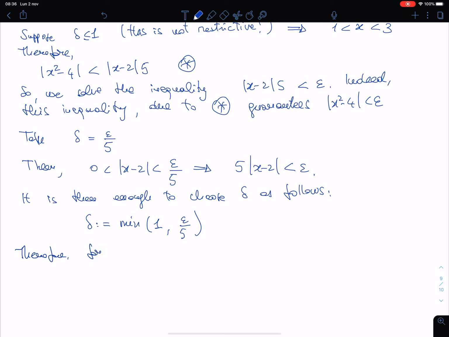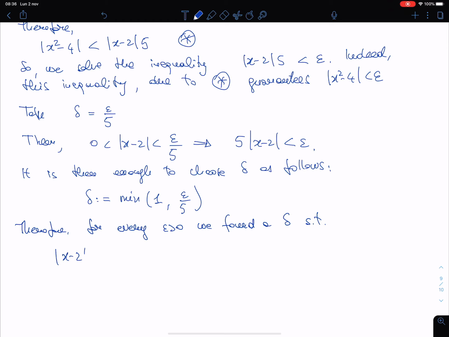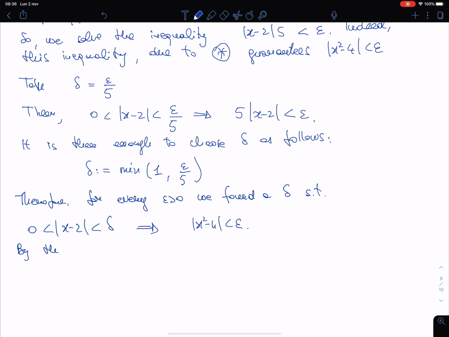So we can conclude, therefore, that for every choice of epsilon positive, we found a value of delta such that whenever the absolute value of x minus 2 is larger than 0 and less than delta, then the absolute value of x squared minus 4 is less than epsilon. By the definition of limit, we end up with the conclusion that the limit for x going to 2 of x squared is equal to 4.